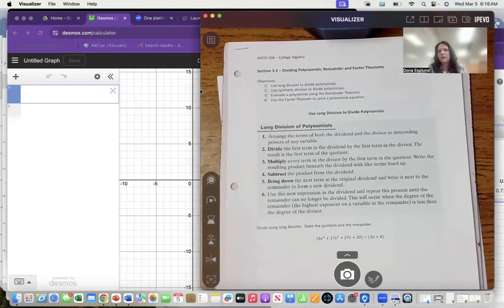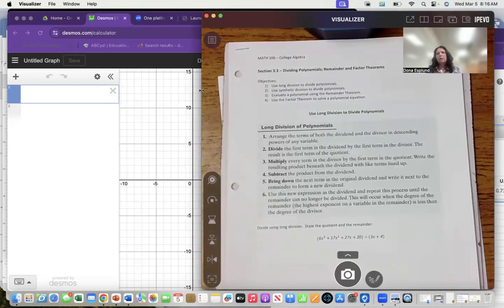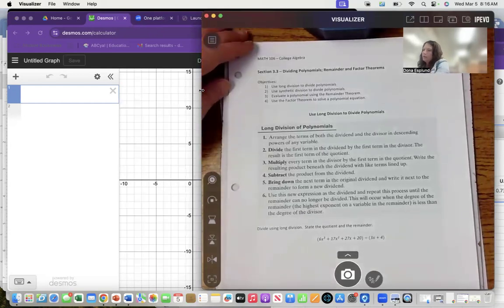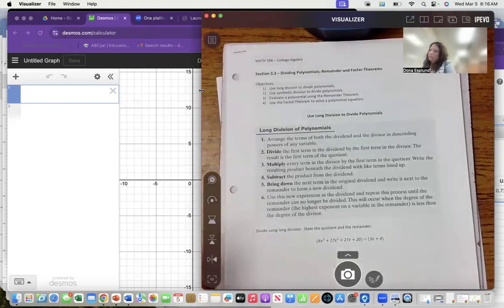So with that, we're going to talk today about dividing polynomials, and we're going to use the remainder and factor theorems.